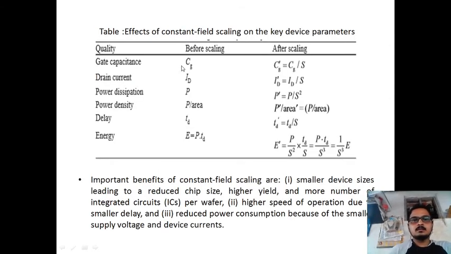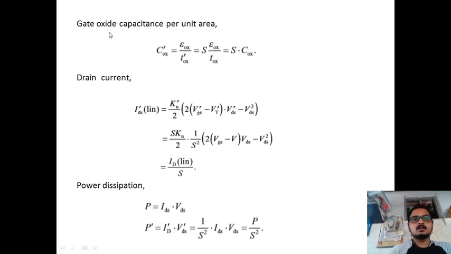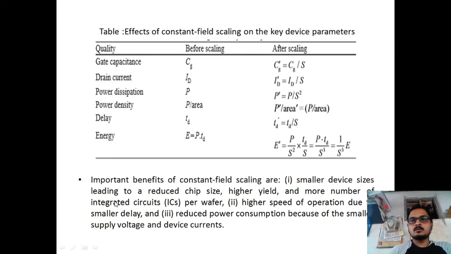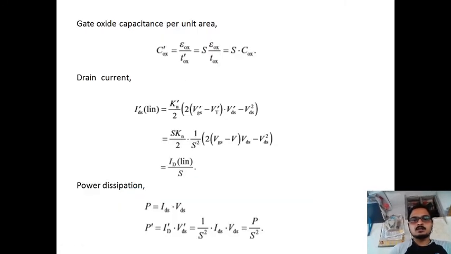See here the effect of constant field scaling on key device parameters. We will see them one by one. These are the key device parameters. The first one is gate capacitance. The gate capacitance before scaling becomes Cg by S after scaling, that is, the gate capacitance divided by the scaling factor. Then drain current. We already calculated that one. What is the drain current? IDS by S. The drain current is IDS by S.